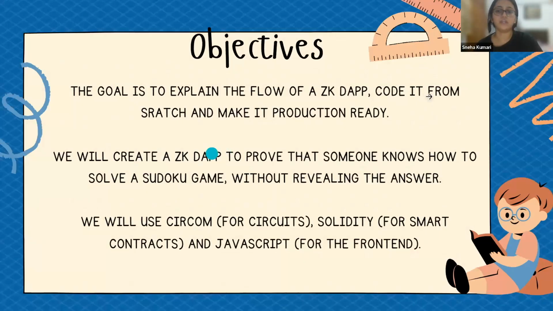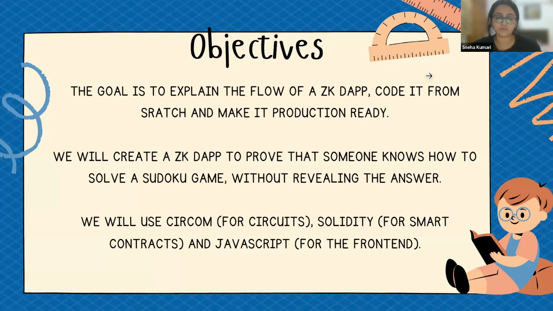Okay. So the objective of the session is to explain the flow of a ZK dApp. If you're trying to build a zero knowledge dApp, how should the thinking process be? We'll try to code it from scratch and then make it production ready. For today's session, we will be creating a ZK dApp to prove that someone knows how to solve a Sudoku game without revealing the answer.